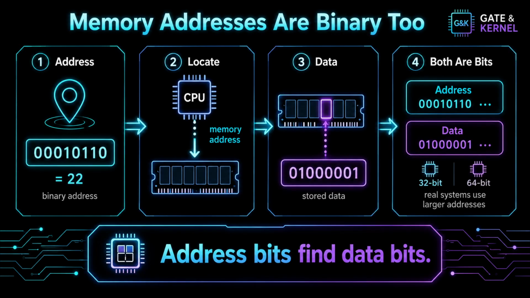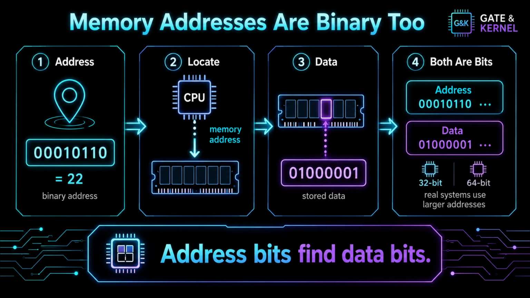Chapter 5. Memory addresses are binary too. Every location in memory needs an identifier. That identifier is called a memory address. Memory addresses are also binary numbers. For example, a simplified address might be 00010110. That is decimal 22.